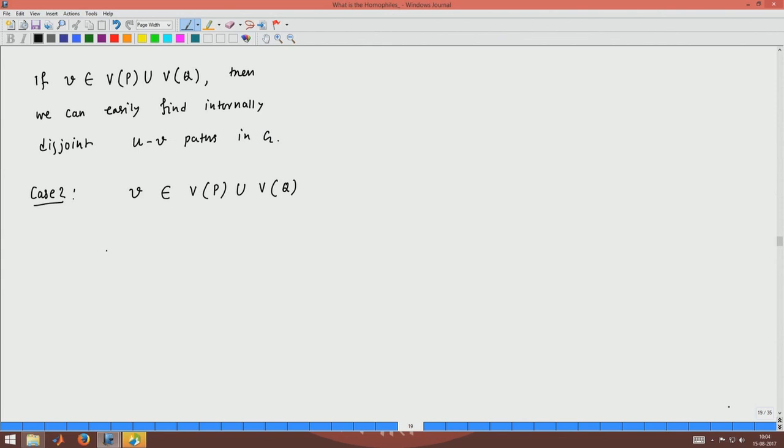Okay. So, this is the situation where U is here, W is here, and U and W are at distance k minus 1. So, there are internally disjoint paths between U and W. This is P, this is Q, and V is here. So, V is not on the path.